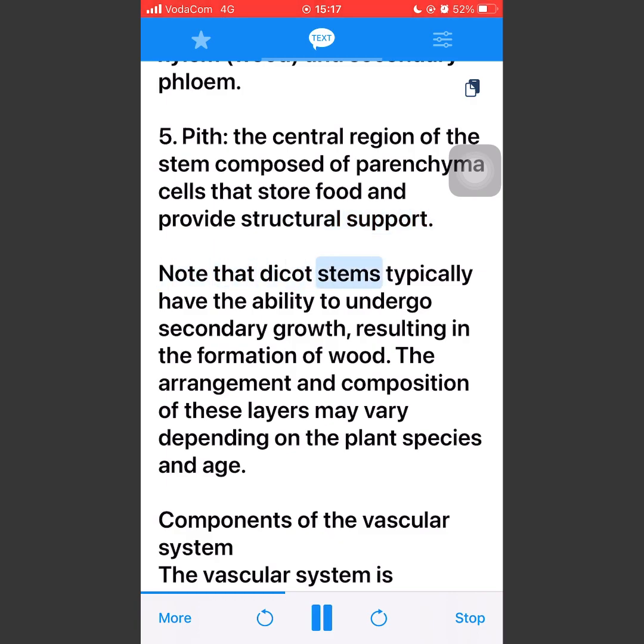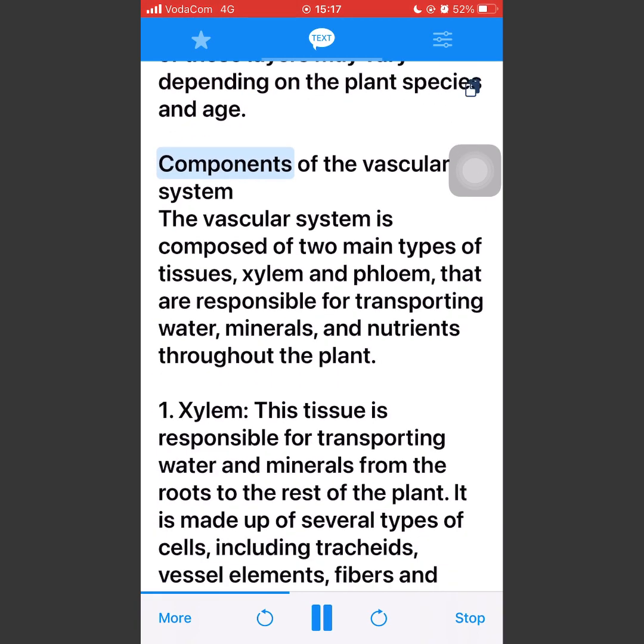Note that dicot stems typically have the ability to undergo secondary growth, resulting in the formation of wood. The arrangement and composition of these layers may vary depending on the plant species and age. Components of the vascular system. The vascular system is composed of two main types of tissues, xylem and phloem, that are responsible for transporting water, minerals, and nutrients throughout the plant.